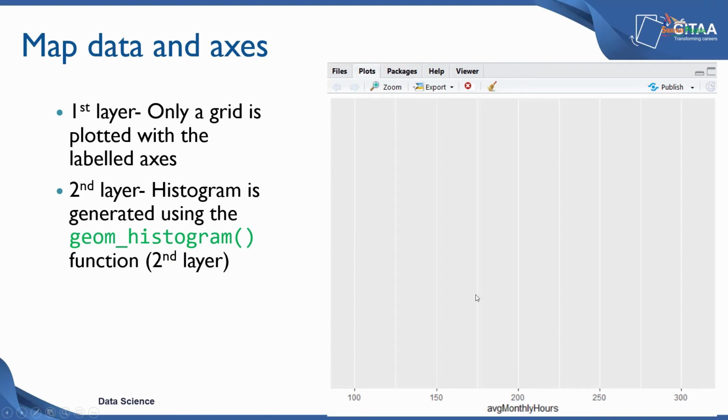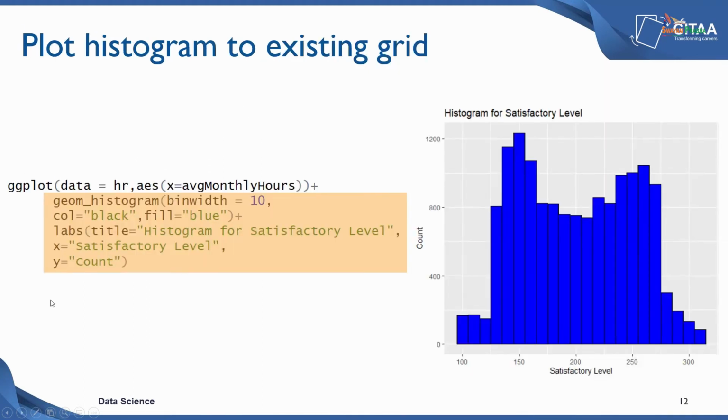Now what happens is, to generate the second layer, which is actually the histogram, you need to use a command called geom_histogram. Here you will see a snippet of the code. The highlighted part is the only additional part that you have to type. The first layer remains the same. The first layer is with ggplot, where I mapped the data and the axis. And to add the second layer, you need to add a plus symbol here and then give the second layer. So the second layer is the geom_histogram command that I'm giving.